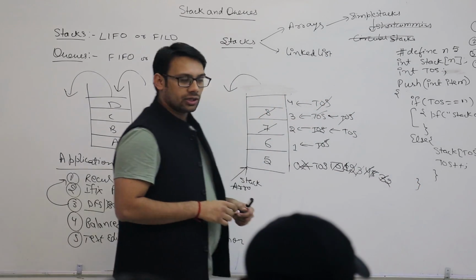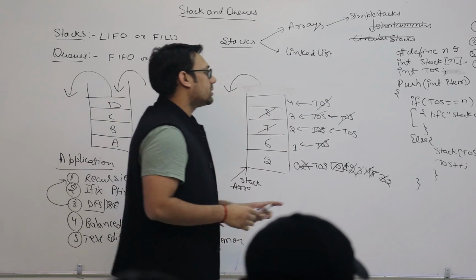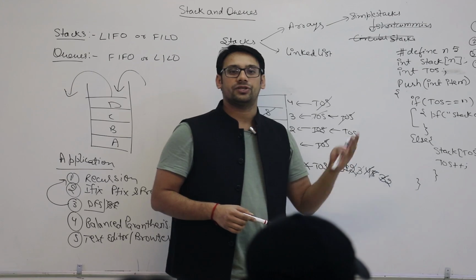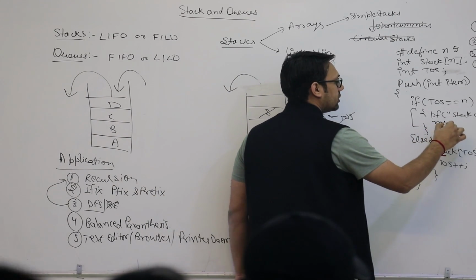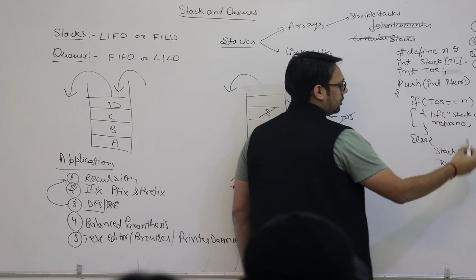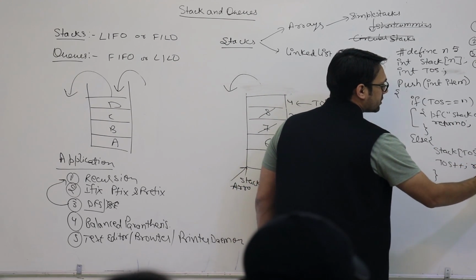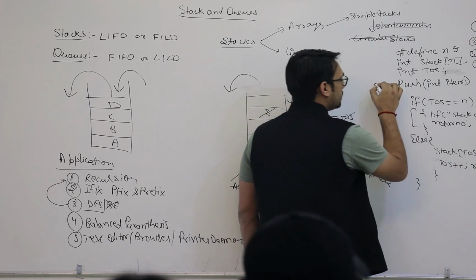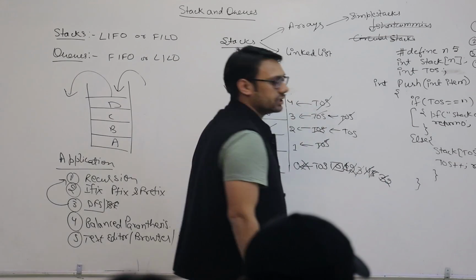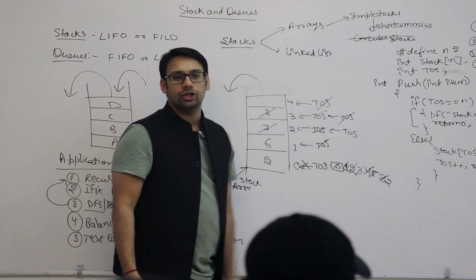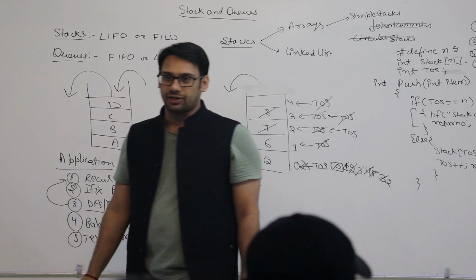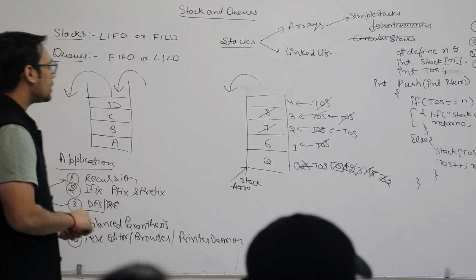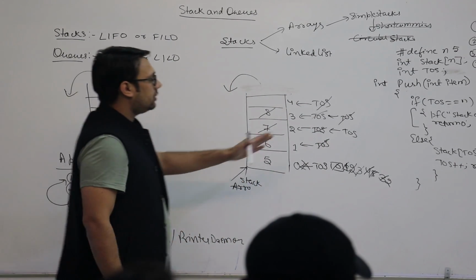Fine. Now here you can use some return types just to show whether the operation was successful or not. If the operation was not successful, I can return 0, or I can return 1 if the operation was successful. Then the return type will be integer. This totally depends on your implementation, whether you want to return 0 or 1. Fine. Now this is a simple implementation of a push function.